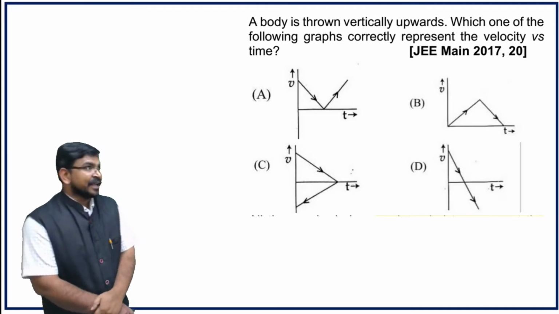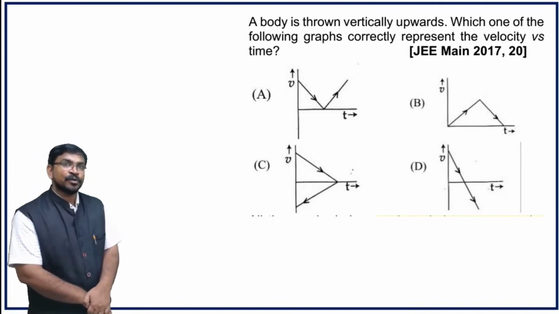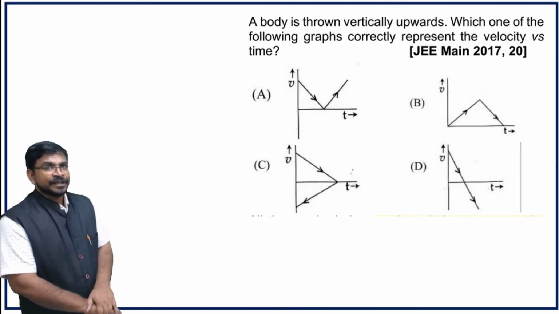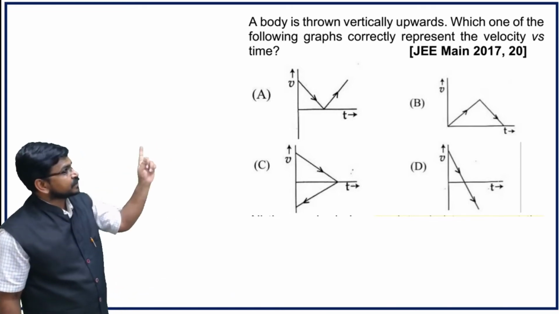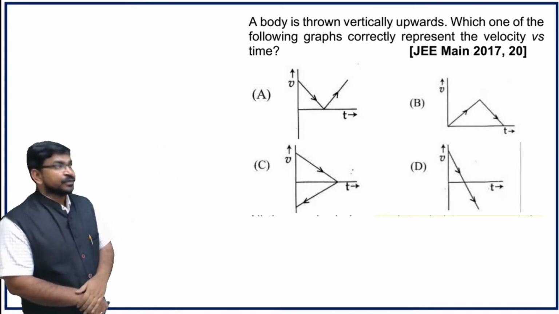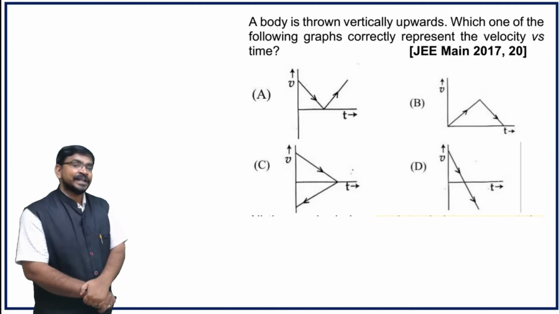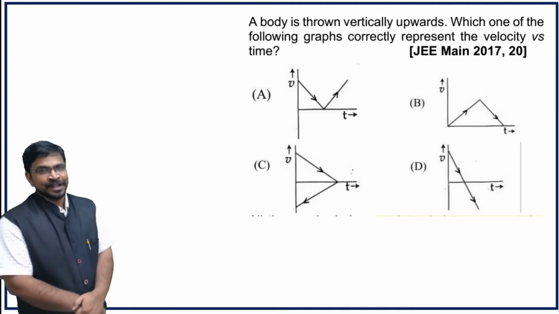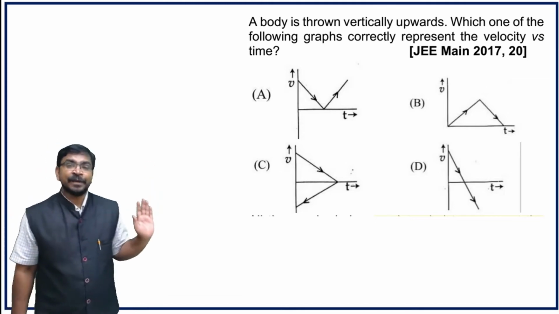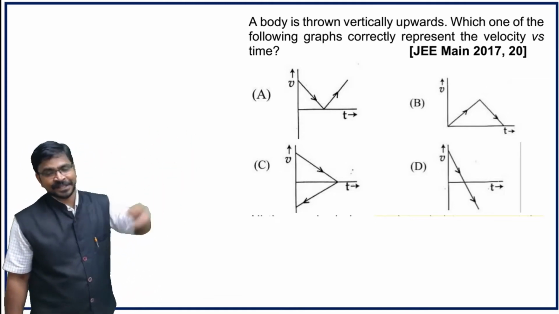Now, the understanding and application of the student is tested more than the concept. A body is thrown vertically upwards. Which one of the following graphs correctly represents the velocity versus time? And here the question is about the velocity graph, and the velocity graph can be obtained from displacement and from acceleration.